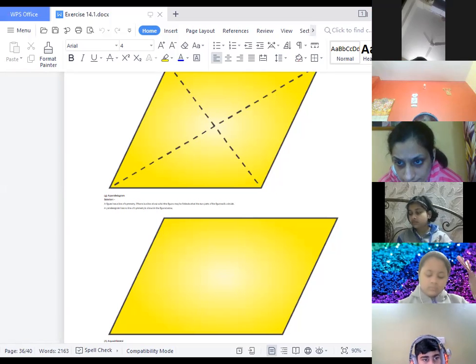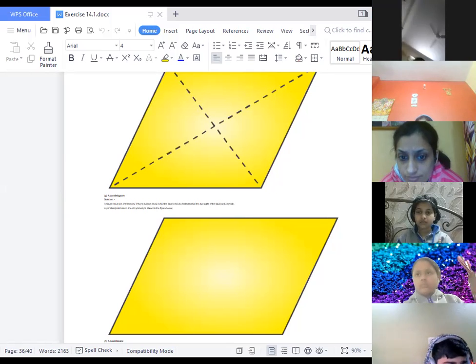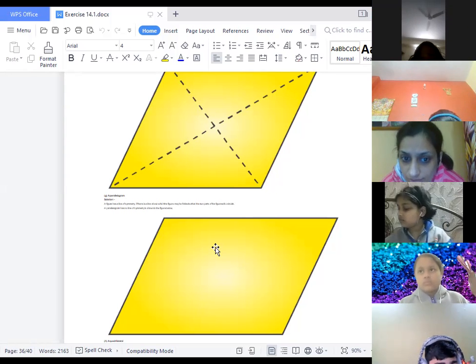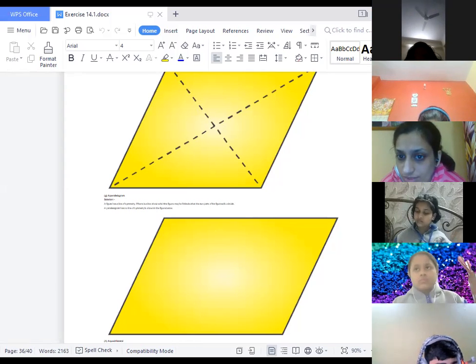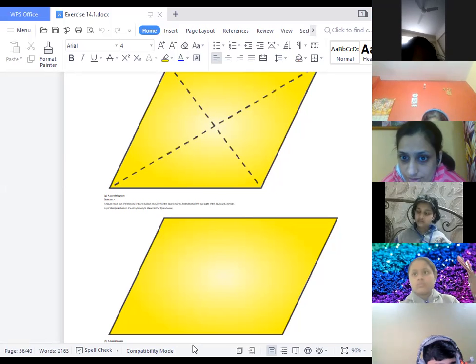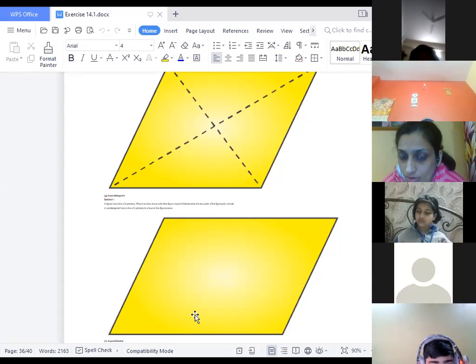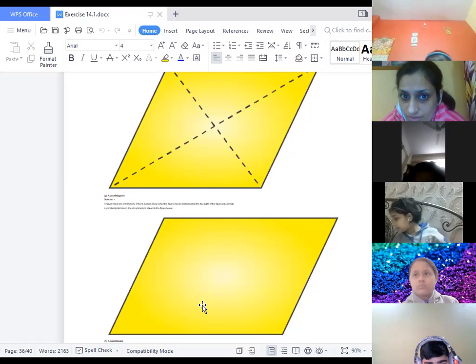Ma'am, I want to ask, but in a parallelogram you draw the diagonals. Ma'am, so these are not the lines of symmetry. First one is a rhombus. All four sides are equal, but in a parallelogram, its opposite sides are equal. That's why in a parallelogram, there are no lines of symmetry. Okay, ma'am. In a rhombus, all the 4 sides are equal, so both the diagonals are equal.